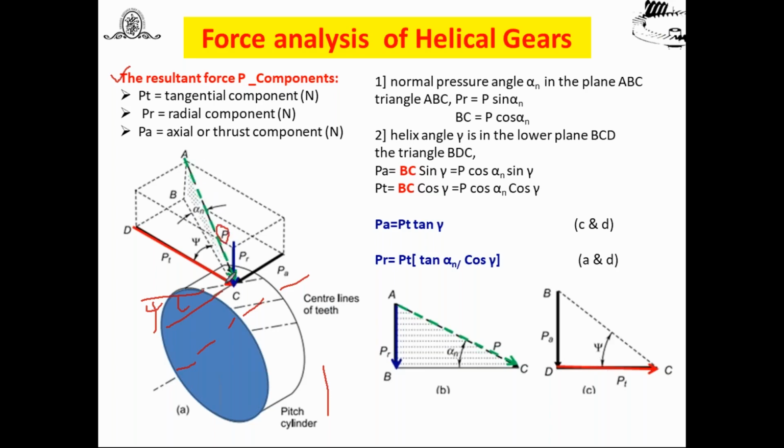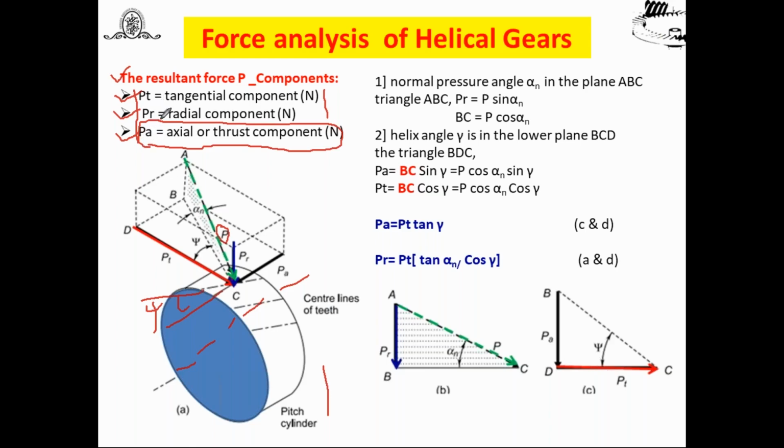Look at this. Here, this is the P. It is having three components. One is PT, another one is PR, and PA. If you compare with the spur gear, here PA is the axial or thrust component that comes into the picture. For spur gear, there are only two components, PT and PR.